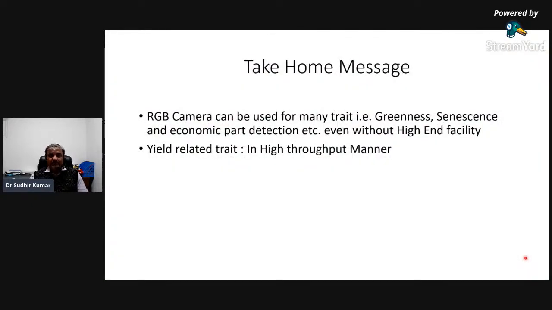So the take home message: yes, some information can come from an RGB camera, even if we don't have an expensive one like a hyperspectral camera. Still greenness, senescence, and even the economic part can be taken out from the images, and these can be used for our experiments.